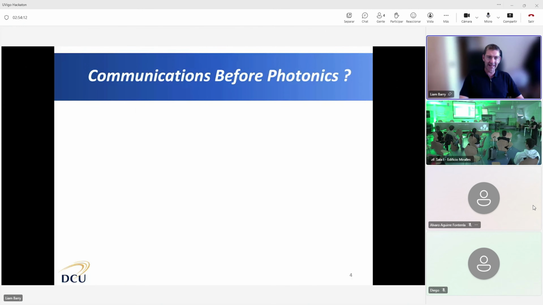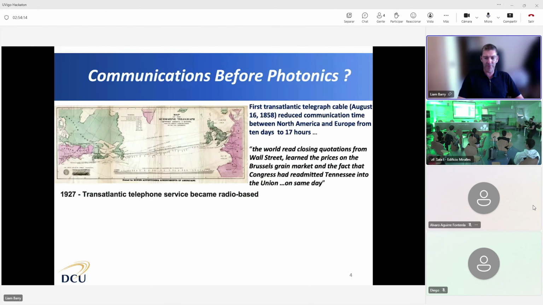So it's always useful to think about what communication was like before photonics. And for this, I always like to use the first, I suppose, transatlantic telegraph cable that was laid. It's useful for me because it was actually laid from Ireland to Newfoundland in Canada. And this was installed in 1858.